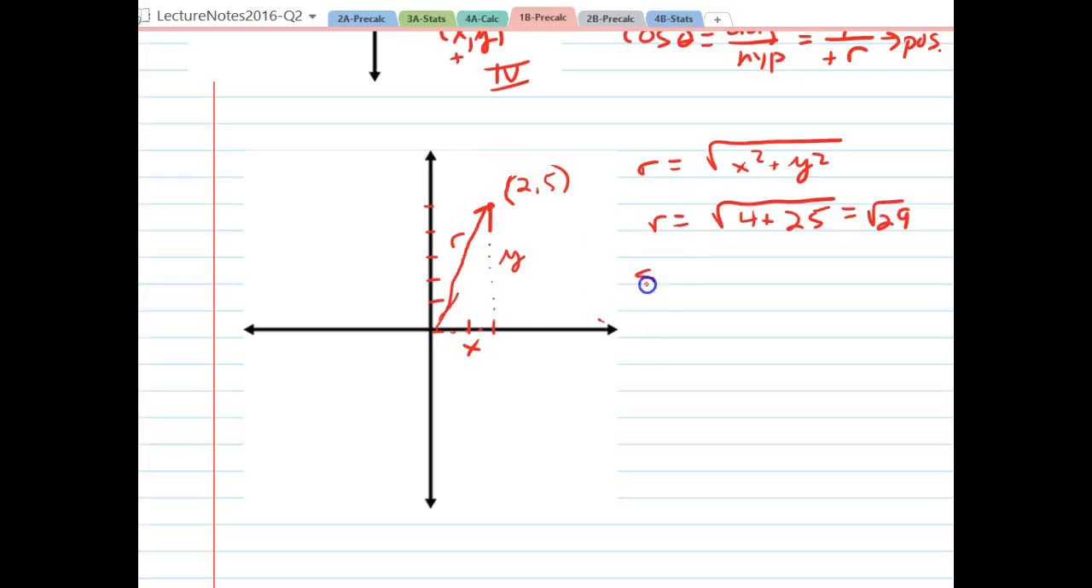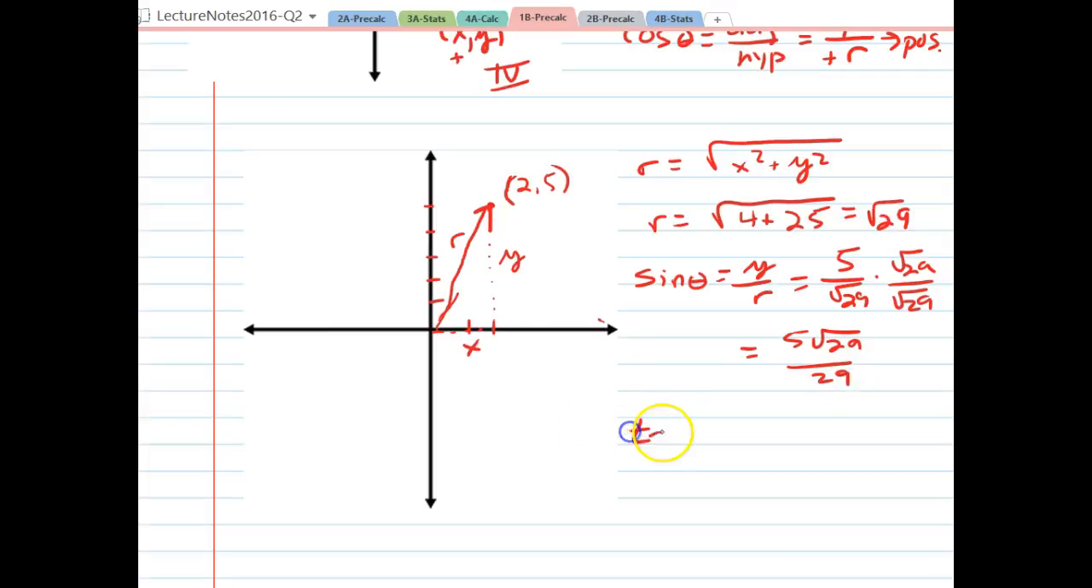And now I can say that sine theta is going to be the y value divided by r, which is 5. So 5 goes up in the numerator. That's the y value divided by root 29. If we rationalize, multiplying by root 29 over root 29, we get 5 root 29 over 29.